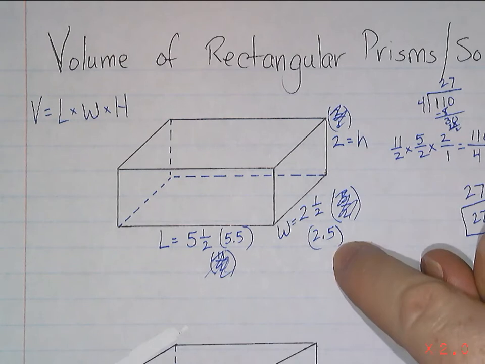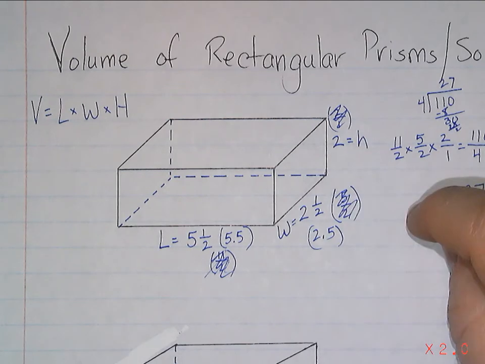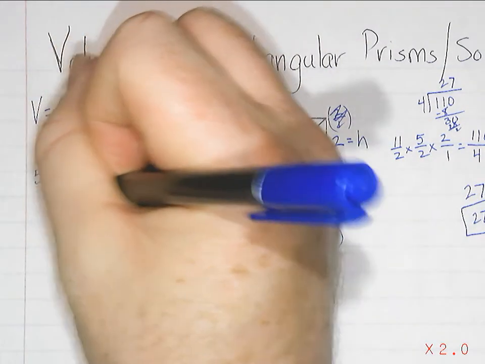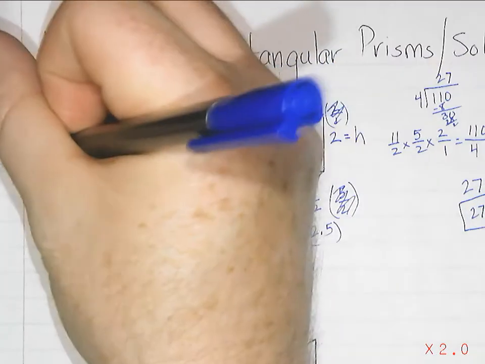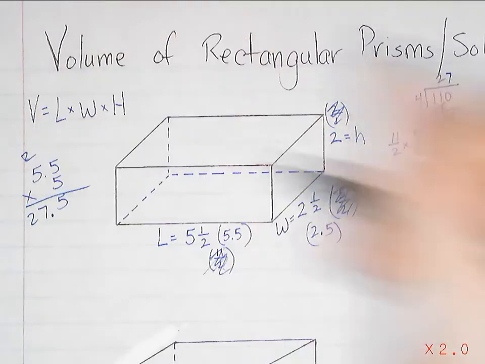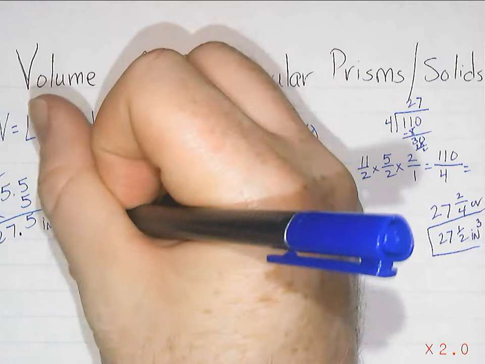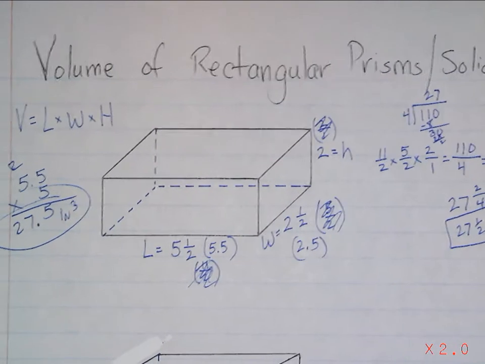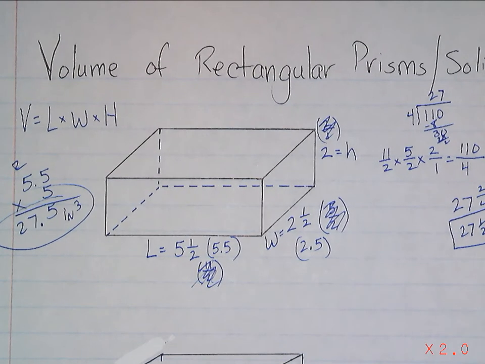So 2 times 2.5 is 5. That's what these two multiplied together are. And then 5 times 5.5 is obviously going to get the same answer. But I'm going to go ahead and do it over here. 1 decimal here. 27 and a half, 27.5 inches cubed. And so that's going to be the answer. So that's it. 27 and a half inches cubed is the volume for this rectangular solid.